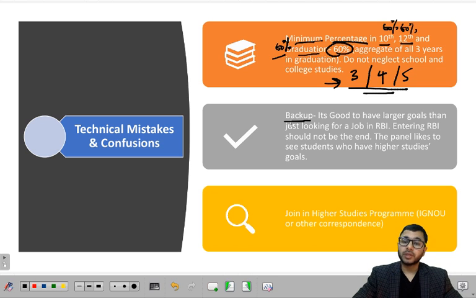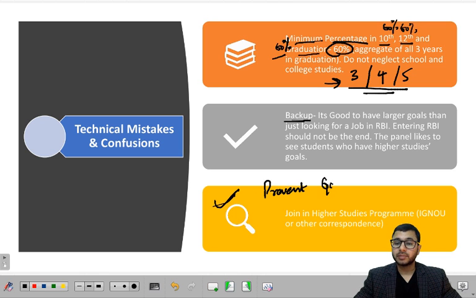Okay, and whatever answer you get, based on that you create a backup for yourself. And the next is join higher studies. A lot of students ask me whether they should go for higher studies in order to prevent the gap that is created while they are preparing for these competitive exams, including RBI. Well, I would recommend specifically for RBI and also for UPSC, it's always recommended that you join some higher studies program, whether it's IGNOU or any other correspondence program.